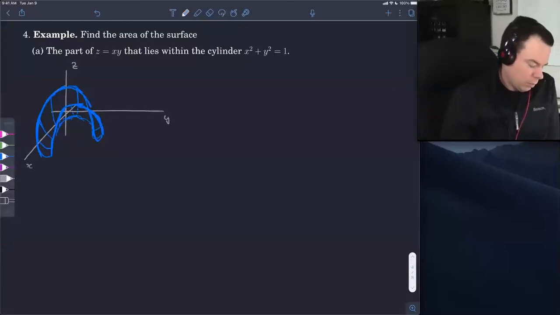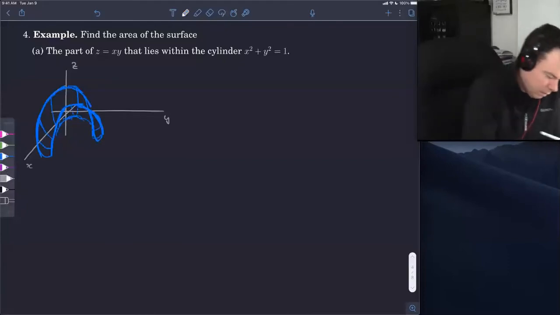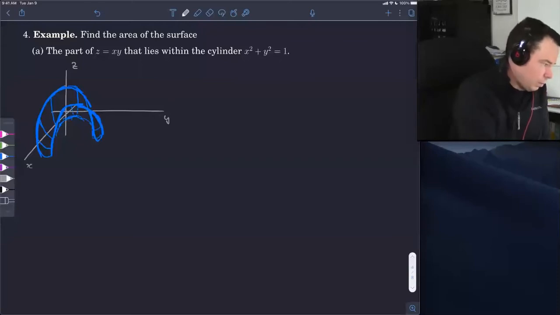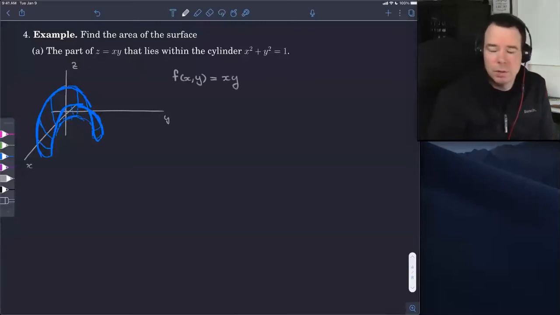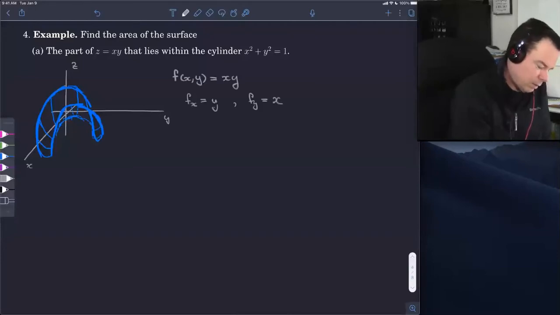And what we want to do is find the area of the surface that lies within the cylinder. So, in some sense, we don't need the sketch for this. We just have an expression that tells us how to compute the surface area. But let's go ahead and do the details that expression is telling us. So we've got our function f of x, y. What we're going to need for this function is the two partial derivatives, the x partial and the y partial. So the x partial is y and the y partial is x.